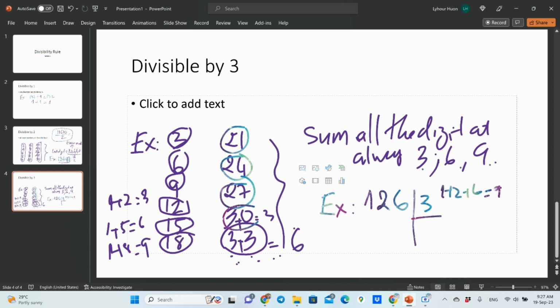But now we want to see a large number. Will this divide by 3? So when we have 126 divided by 3, is it divisible or not? 4 times 3 is 12, and then this is 0. We drop the 6, so 2. 3 times 2 is 6, so this is 0. So it's 42. That is correct.